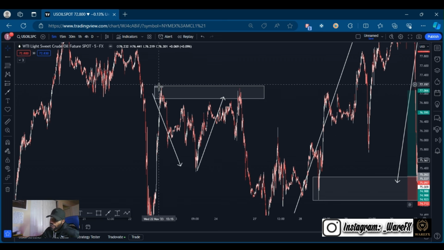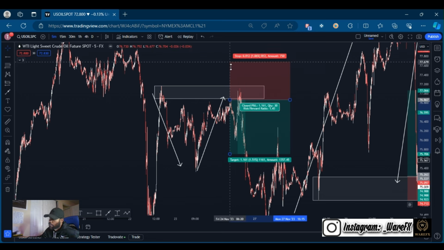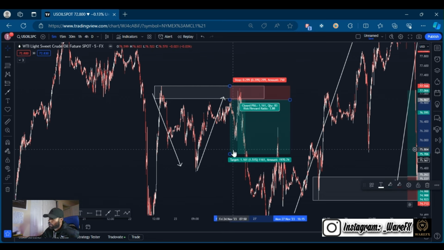So when it's a supply, it makes a supply right here. It comes back and taps the zone. When you get in, you want to aim for a 1-to-1. So what exactly does that mean? All right, so your stop loss, you see how it says 3.88? That means if you were to risk $1,000, you would get 3.88 times that. So you would get $3,880 in return.